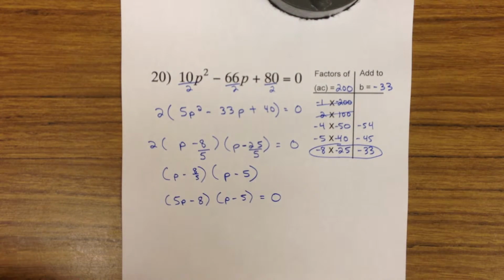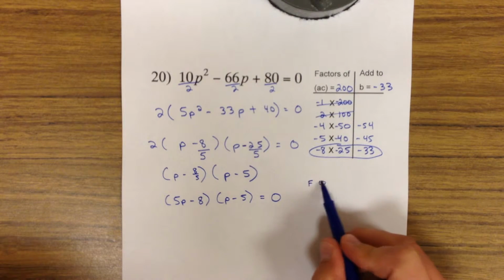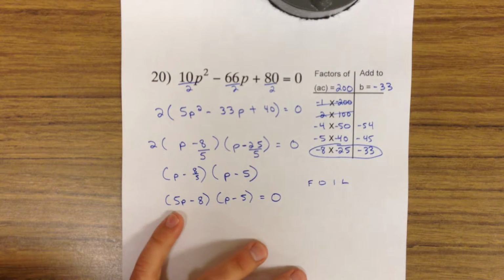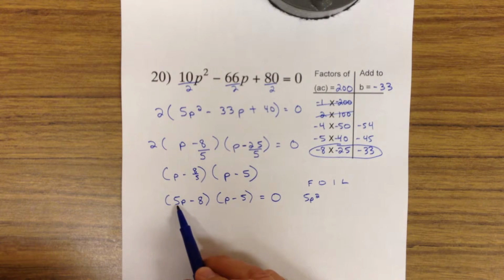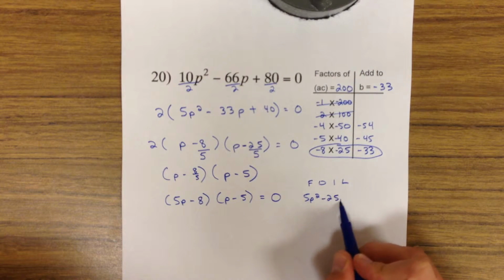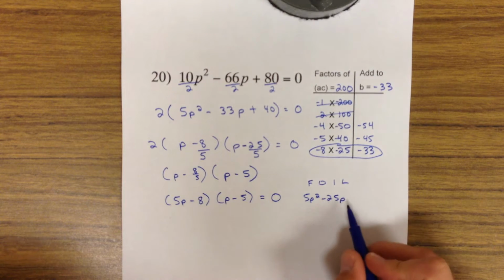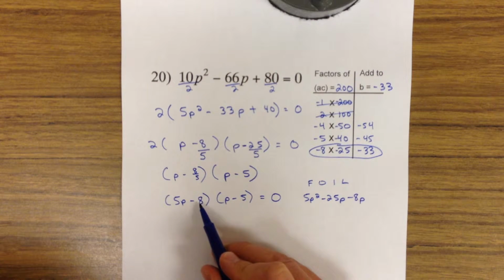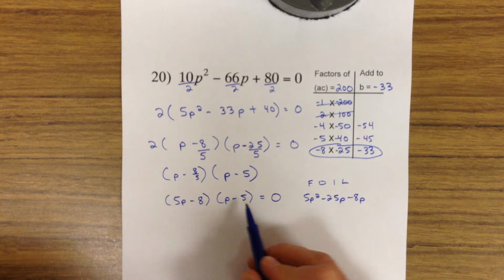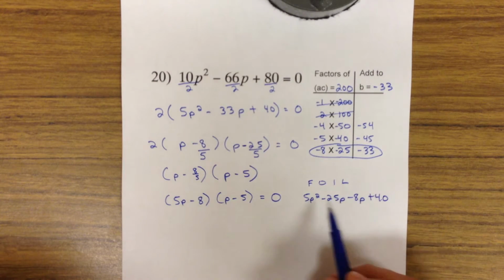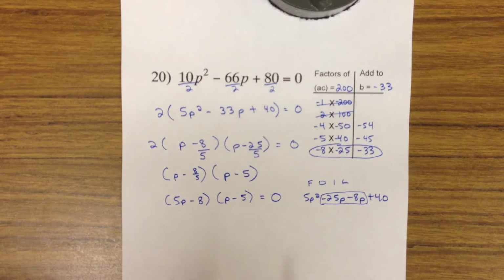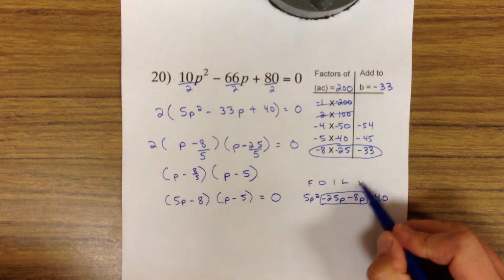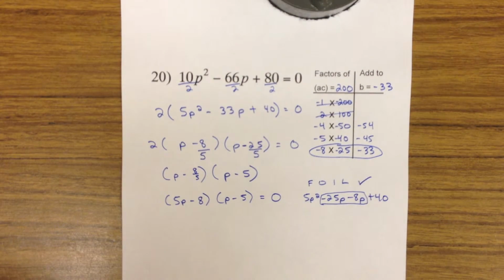And a great way to check this to see if I factored correctly is to FOIL back out. So the first, so you'd have 5p squared, and then 5p times negative 5 is negative 25p. Negative 8 times p is negative 8p. And then negative 8 times negative 5 is plus 40. And when I put these two together, the middle term is really where you need to check. That makes negative 33p. That's what I wanted. So that's a great way to check to see if you're on the right track.